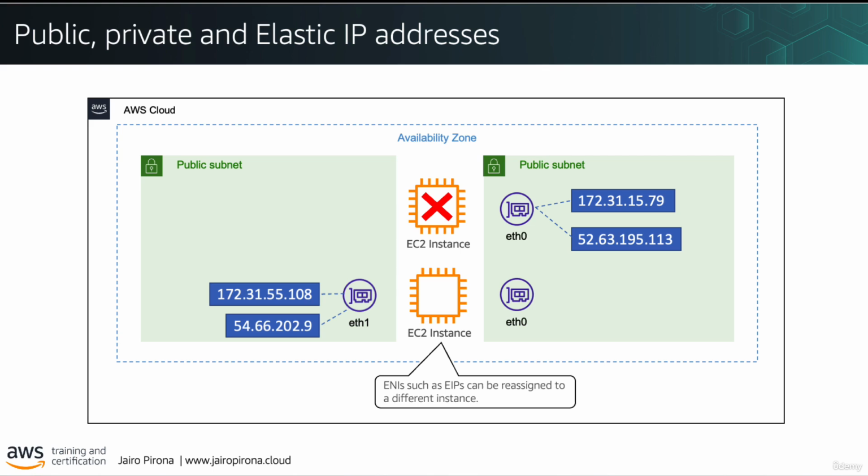So, both the NI and the IP can be reassigned to a different instance. Then, once we've done that, that means that the second instance is now responding to any request that comes to this IP address. And, of course, you can also automate this programmatically.